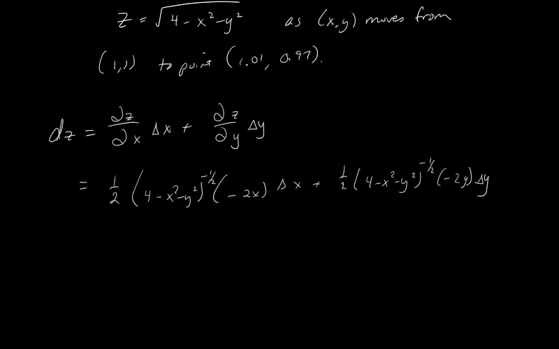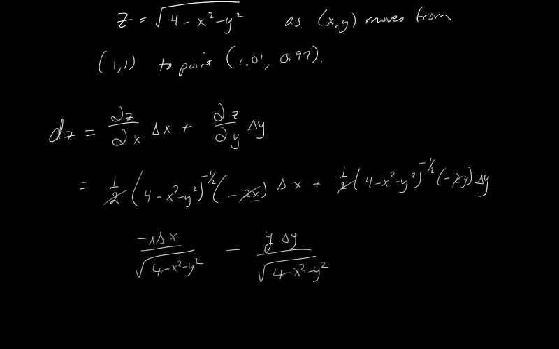Okay, so that will simplify a little bit. We do get some nice cancellation there, so we end up with negative x delta x over the square root of 4 minus x squared minus y squared, minus, ooh, I dropped my x here. This should be minus x delta x, there we go, minus y delta y over the square root of 4 minus x squared minus y squared.